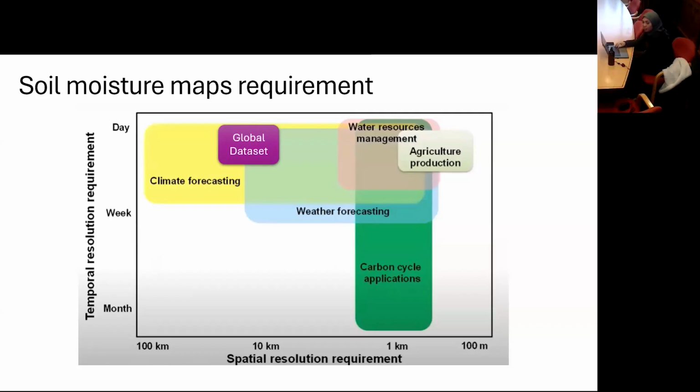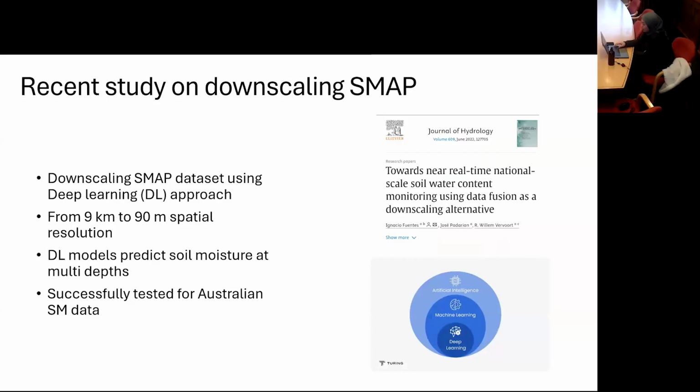So many studies have tried to downscale these global soil moisture datasets using various approaches. And in a recent study, one piece of research already tried to downscale the SMAP datasets using the deep learning approach. So this is the research from Ignacio with you, William.